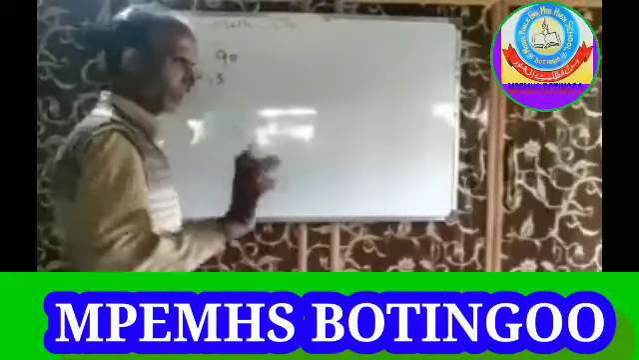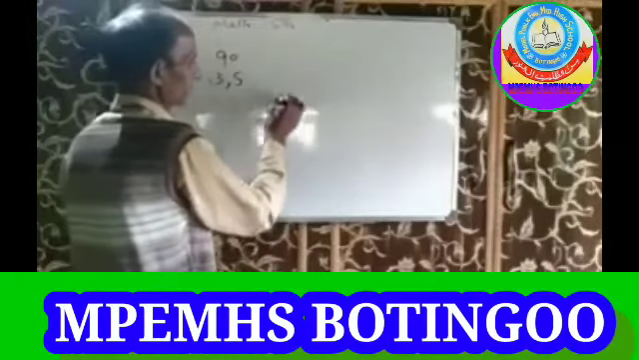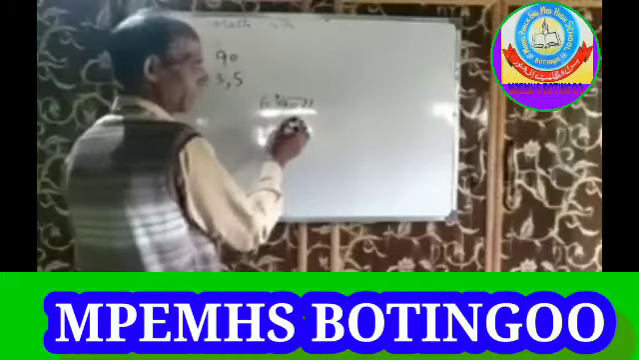4 is not a factor of 90. 5 is a factor of 90. Now 6. 6 1s are 6.